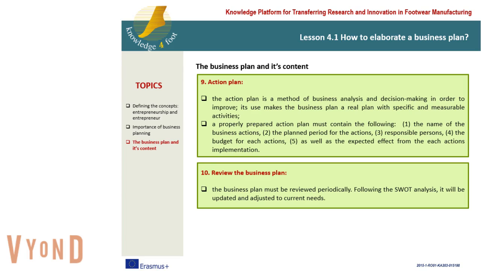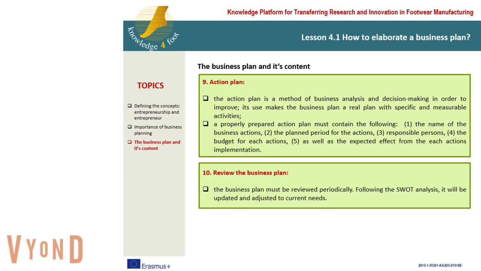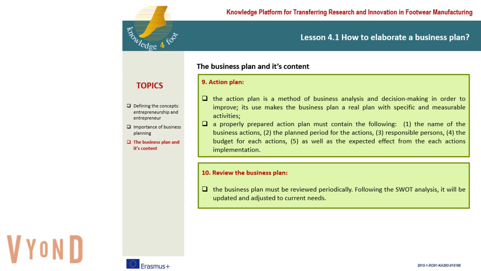9. Action plan. The action plan is a method of business analysis and decision-making in order to improve. Its use makes the business plan a real plan with specific and measurable activities. A properly prepared action plan must contain the following: 1. The name of the business actions, 2. The planned period for the actions, 3. Responsible persons, 4. The budget for each action, 5. As well as the expected effect from each action's implementation.